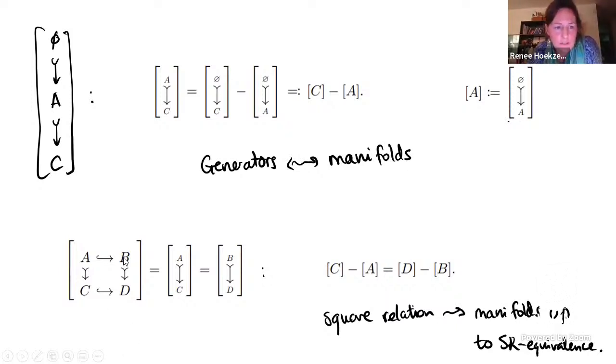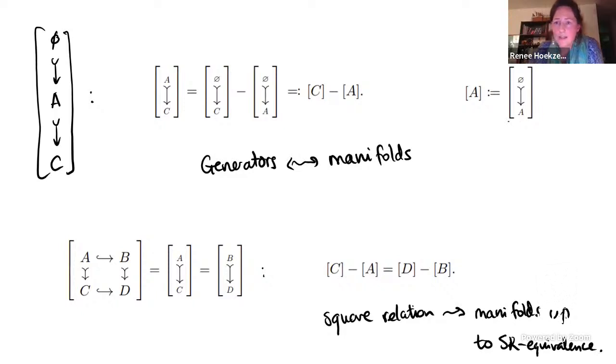I'd also shown already that this, like a cut and paste cube, can be shown to equal both the first vertical map and the last vertical map. And if I rewrite this in this language, I see that this is actually saying C minus A is D minus B, which is exactly my square relation.